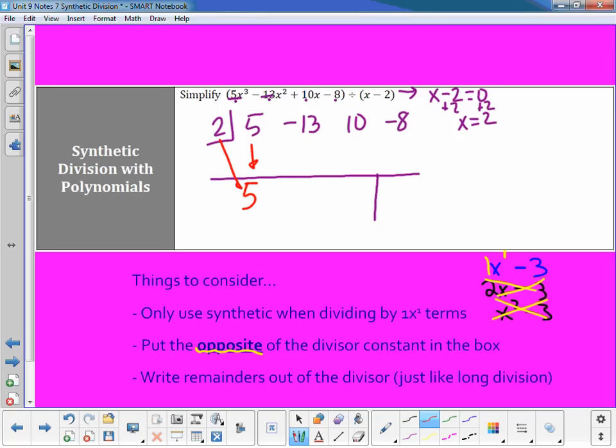So 2 times 5 gives me 10. That goes under the next number. I add them up. Negative 13 and 10 is negative 3. 2 times negative 3 is negative 6. That goes under my next one. Add them up and I get a 4. And last time, 2 times 4 is 8. That goes under the last number. Negative 8 plus 8 is 0. Now the reason we have that little line set up at the end is because this is our remainder.